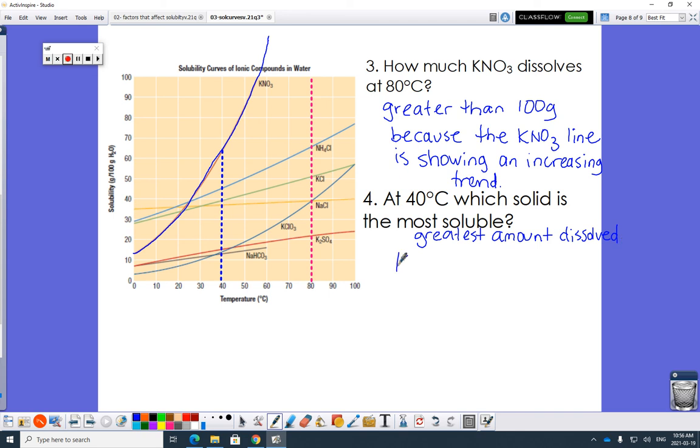It's obviously KNO3. So I wouldn't pick something like in here where the lines are really close together. In a question like this, I wouldn't want it to be open to interpretation. Very clearly, what's the answer? So the solid that is the most soluble has the greatest amount dissolved, which is KNO3. But again, you do have to be given something. So you have to be given a temperature because the temperature obviously changes how much dissolves.